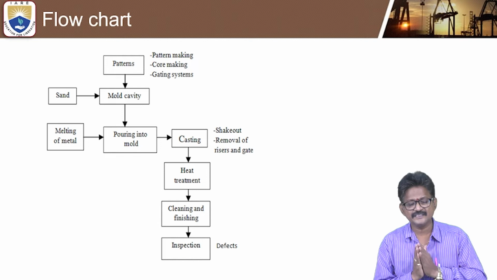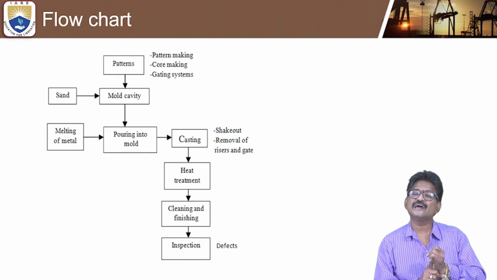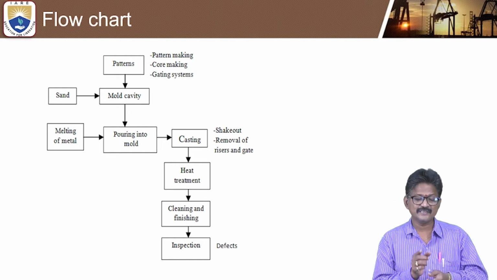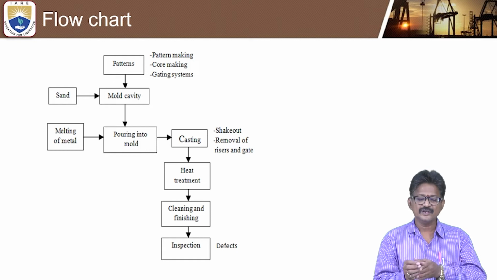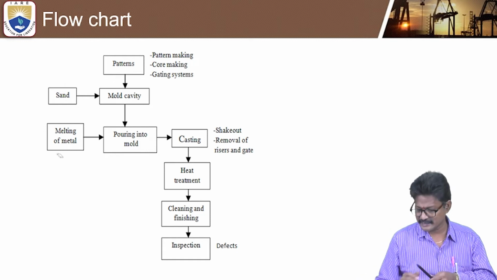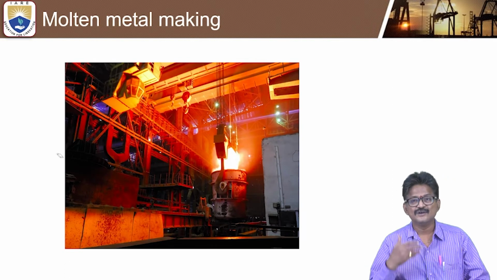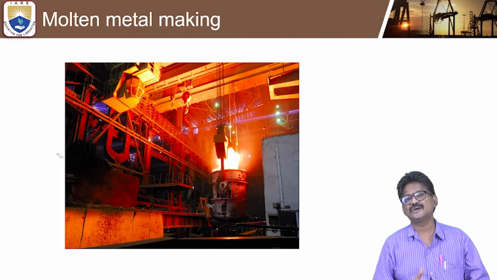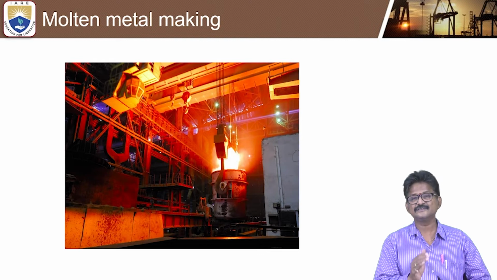In this flow chart, majorly the pattern and pattern design and mold cavity are covered, including what type of mold cavity preparation, by hand or by machine, should be considered. Another important thing: before pouring the molten metal into the mold, we should prepare the melting of the metal. That is a separate section on how you can prepare the molten metal, again with a set of inputs and components, and the proper uses of the molten metal.